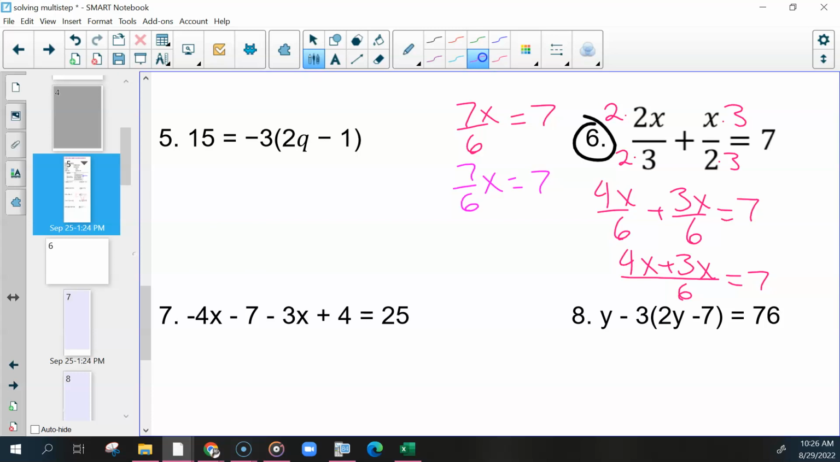And I want to say it was in this class we talked about multiplying by the reciprocal. So we're going to do that same thing here. Take this fraction, flip it, and we're going to multiply that on both sides.